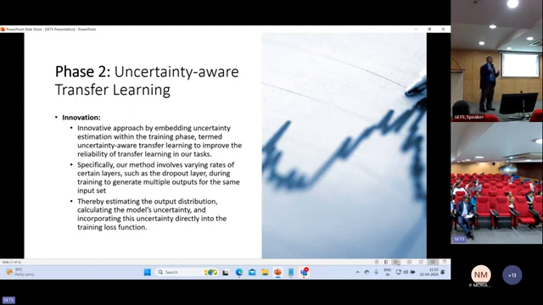So you see the mathematics and the underlying principles of machine learning. Our method involves varying rates of certain layers, such as the dropout layer, during training to generate multiple outputs for the same input set. Very important. So in our convolutional neural network model, by using this, we are able to estimate the output distribution, calculate the model's uncertainty, and incorporate this uncertainty directly into the training loss function. Beautifully, this explains how any uncertainty that we have during the learning process can be explained.